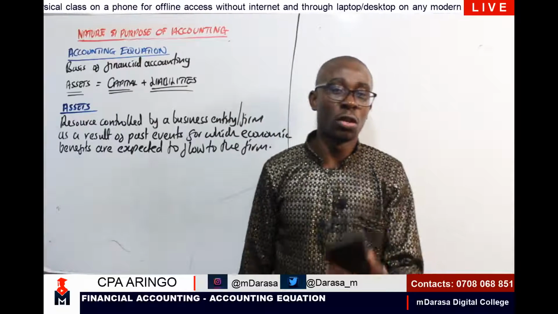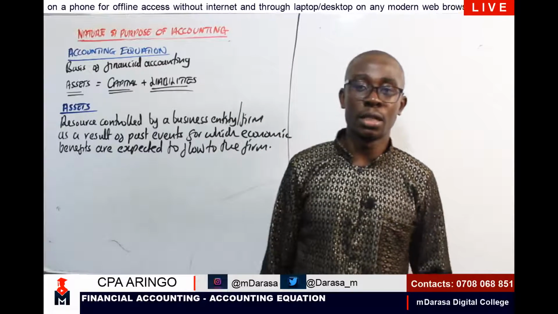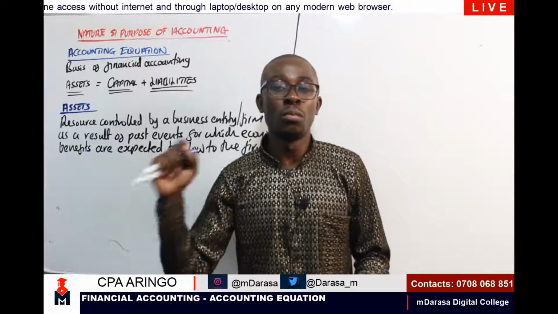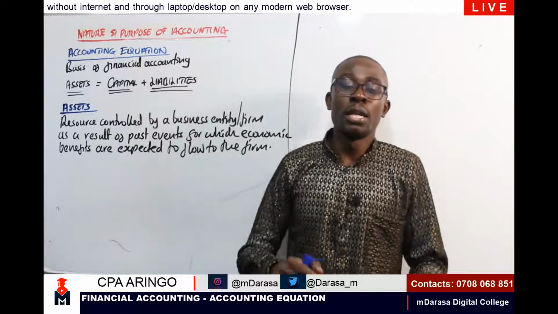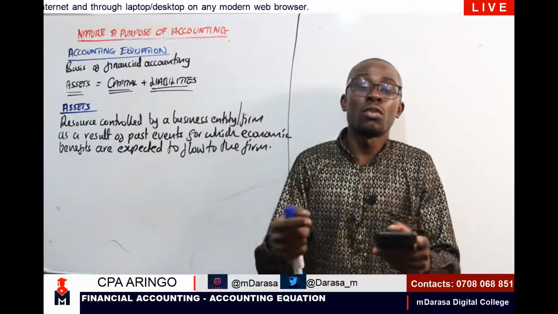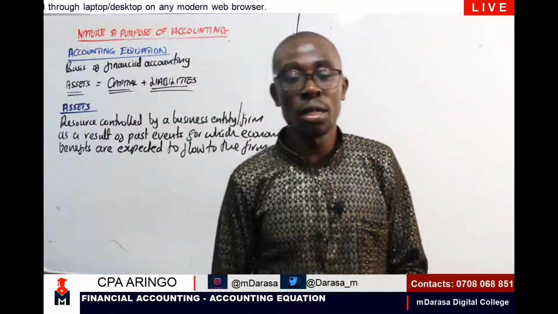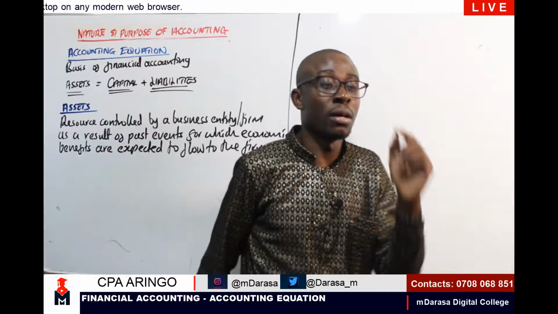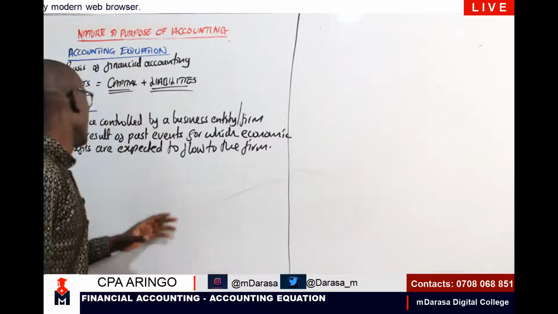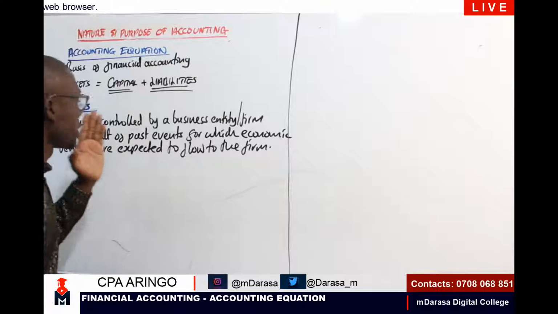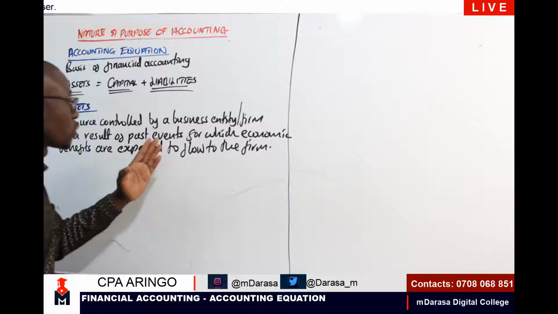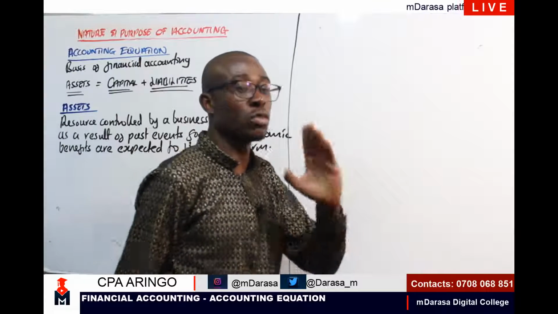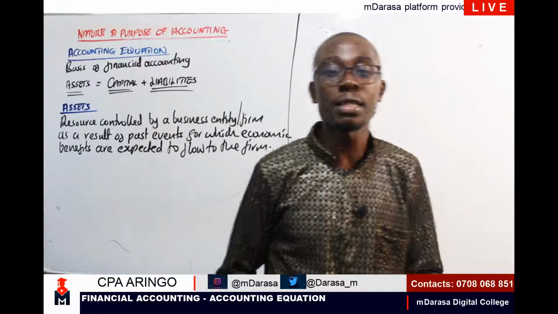So this is an asset that you purchased. You purchased your phone, probably. You are doing online marketing. In this case, you purchased your phone. That is a past event. Now you're using that phone to generate revenue from the online trading that you're doing. So this is what you're terming as an asset, in a very simple manner: a resource controlled by a business entity or a firm as a result of past event for which economic benefits are expected to flow to the firm.